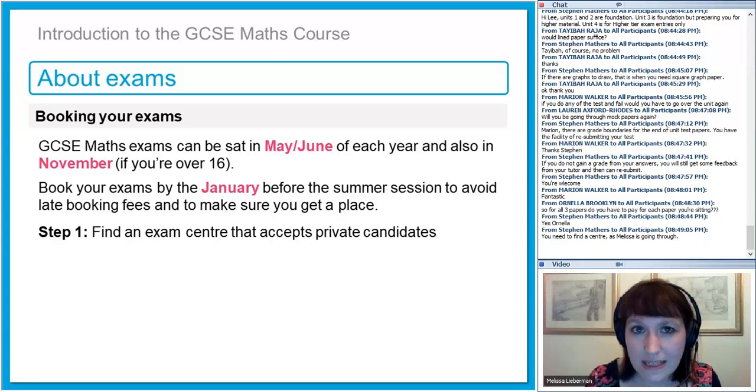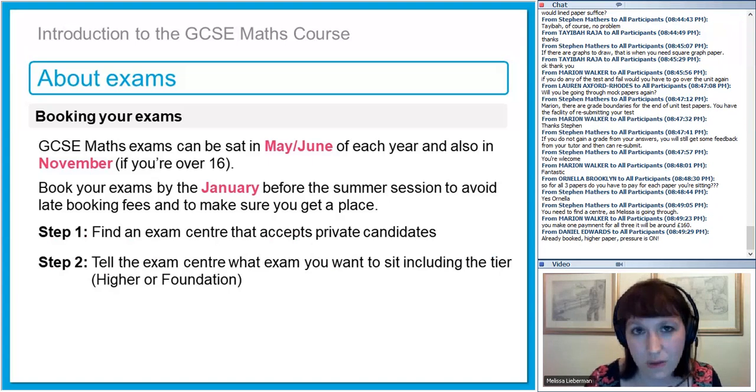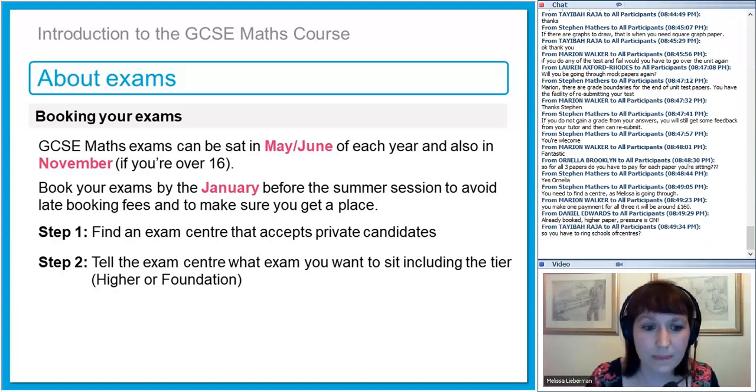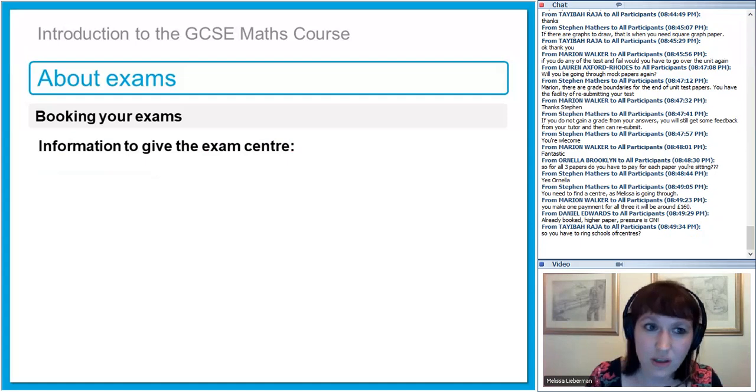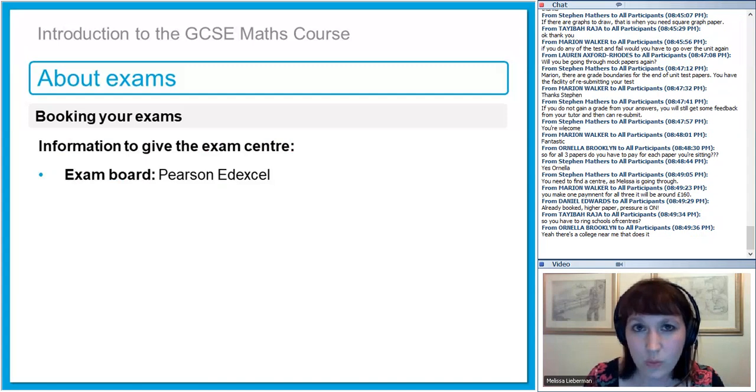So step 1, find a centre that accepts private candidates, because that's what you will be as an ICS Learn student. You then need to tell them what exam you want to sit, including whether you want to sit higher or foundation tier. That might not be over the phone. They'll probably give you a booking form, and then you'll have to fill that booking form in. So this is the information that you'll need to give them. If they ask what exam board your qualification is, Pearson Edexcel is the one that we recommend.